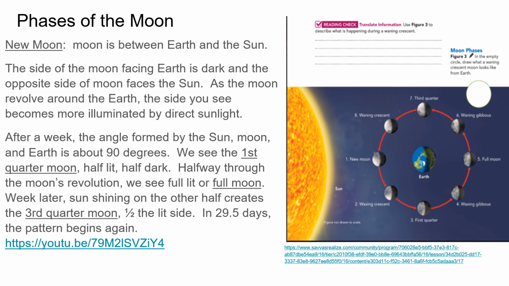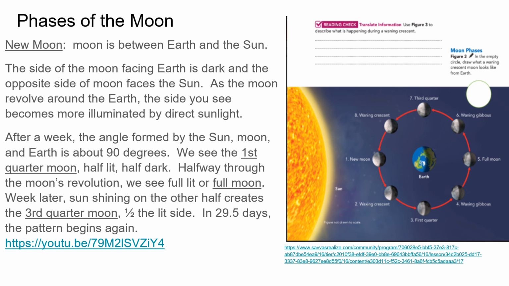Phases of the moon. A new moon is the moon when it's between the Earth and the sun. The side of the moon facing Earth is dark, and the opposite side of the moon faces the sun. As the moon revolves around the Earth, the side you see becomes more illuminated by direct sunlight. After a week, the angle formed by the sun, moon, and Earth is about 90 degrees. We see the first quarter moon, half lit, half dark.